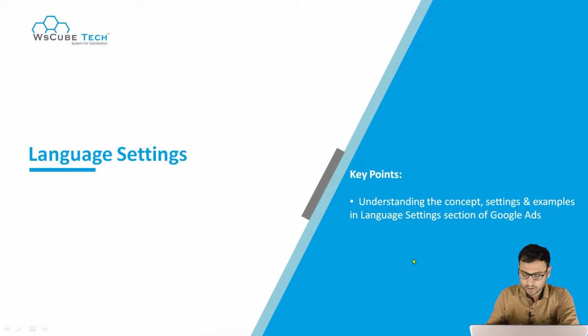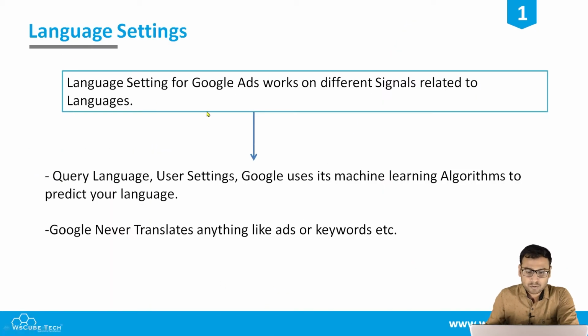Right now you can see on my screen, language settings for Google Ads work on different signals related to language. There are different signals which give information to the Google Ads system that this person is probably an English speaking or a French speaking person. What are those signals? Query languages. Suppose I am the user and I go to Google.com and search for something using the Hindi language. That gives a signal to Google that this person might be a Hindi speaking person, because he is using Hindi in his query.